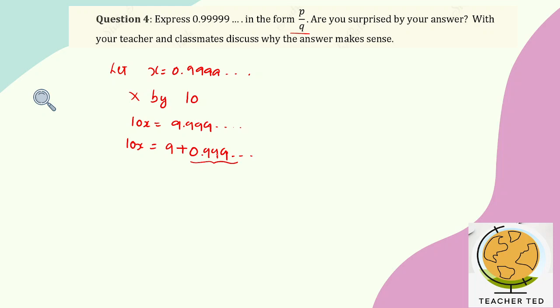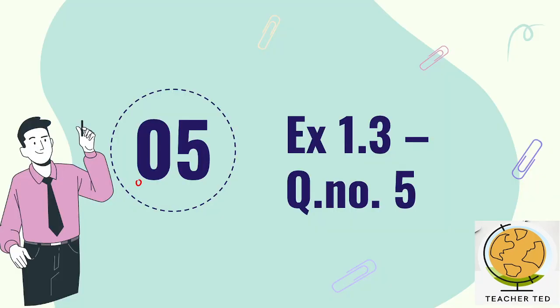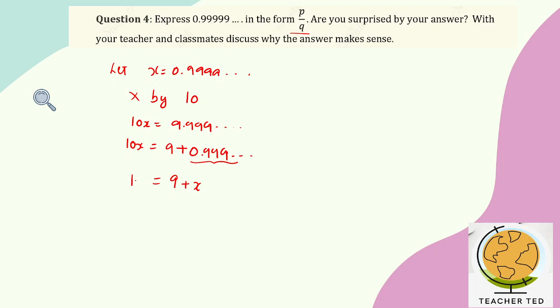We know already the value of this is x, and put the value of x in this equation, you will get 10x minus x is equal to 9. 10x minus x is 9x is equal to 9. x equals 9 by 9.